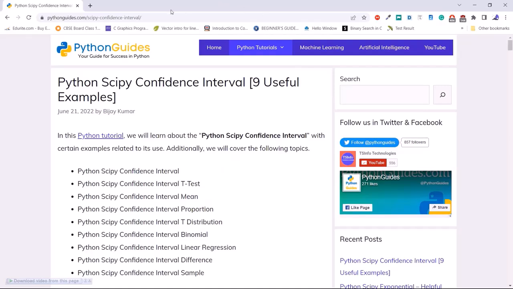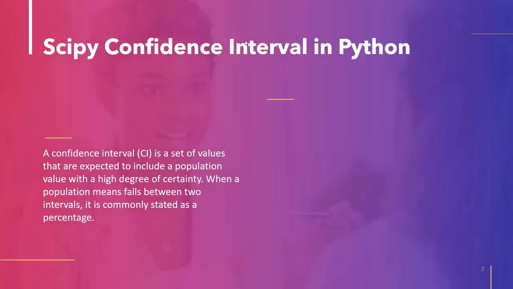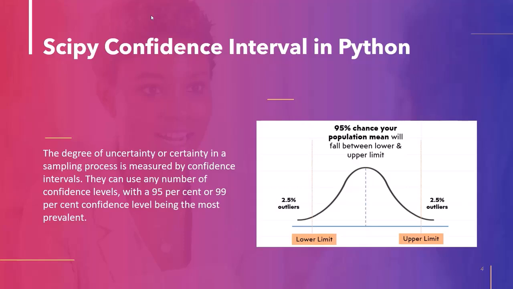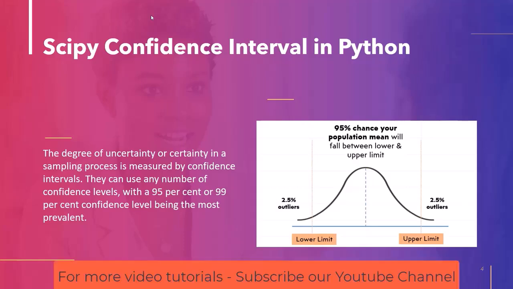Now move to the first topic, SciPy confidence interval in Python. A set of values known as a confidence interval is one that is highly likely to include a population value. A population mean is typically expressed as a percentage when it falls between two ranges. Confidence intervals are used to assess how certain or uncertain a sampling method is. A 95% or a 99% confidence level is the most common, though you can use any number of confidence levels.